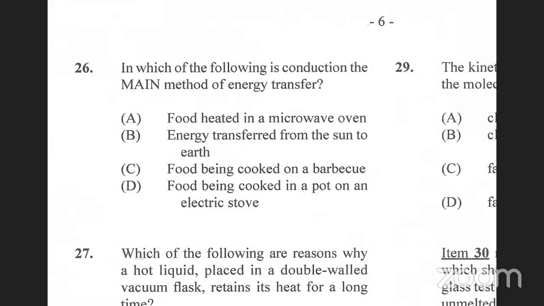In which of the following is conduction the main method of transfer? Food heated in a microwave, now that's radiation, because it's electromagnetic radiation they're using. Energy transferred from the sun, food being cooked on a barbecue, food being cooked in a pot on an electric stove. Right, so we'll go with D. The main transfer is conduction. Remember, from the coals to the meat will be convection, right? So we'll have to go with D here.